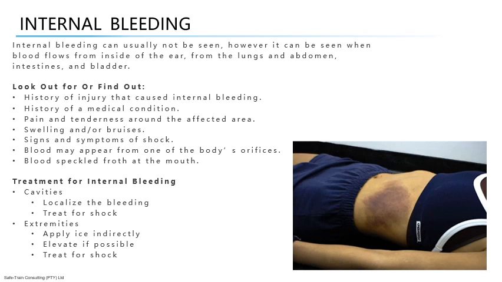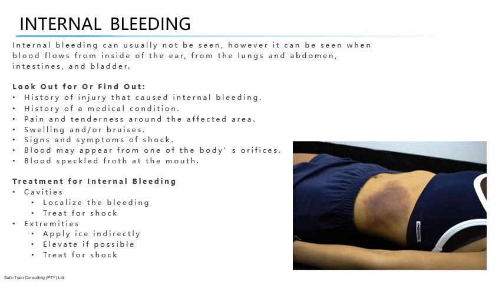Look out for or find out: history of injury that caused internal bleeding; history of a medical condition, for example, ulcer, which may cause internal bleeding; pain and tenderness around the affected area; swelling and/or bruises; signs and symptoms of shock; blood may appear from one of the body's orifices; blood-speckled froth at the mouth.